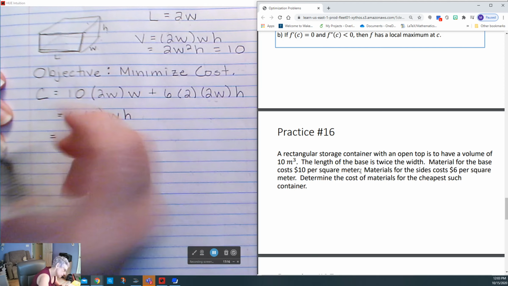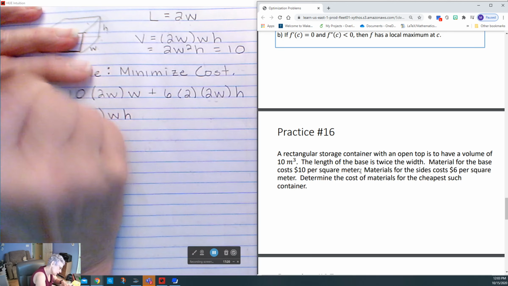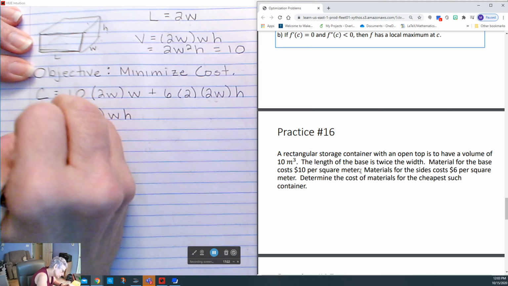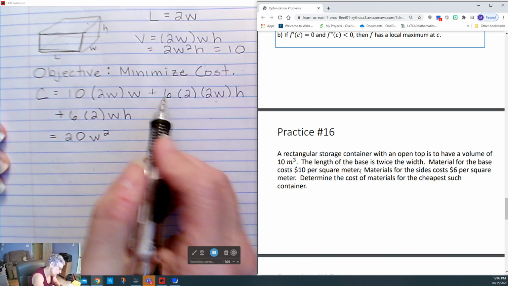I have 10 times 2 is 20. That shouldn't be an equal mark there. That should be a plus. Because I think I'll be able to get it on one row now.